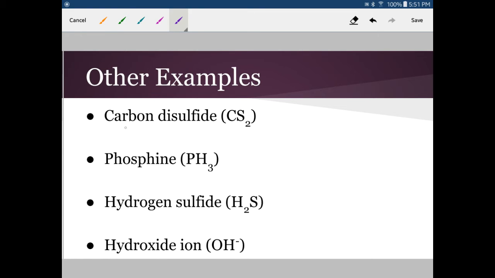Carbon has 4 electrons. Now, if you're not sure where I'm getting these numbers from, I'm getting them from my periodic table, from the column number. Each sulfur has 6 electrons, so that means that there's 12 electrons, giving me a total of 16 electrons to deal with. My central atom is going to be my carbon.